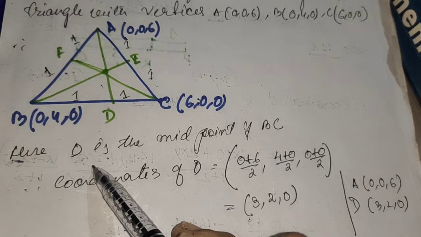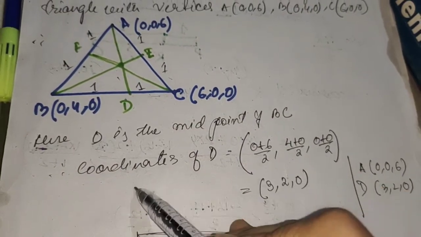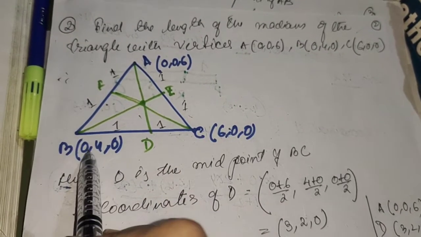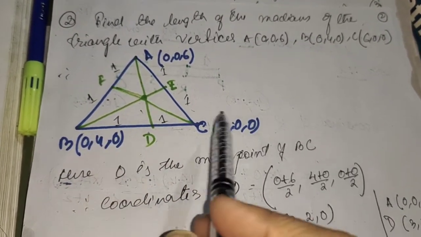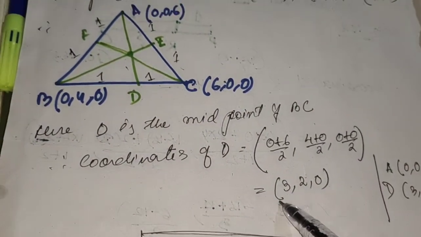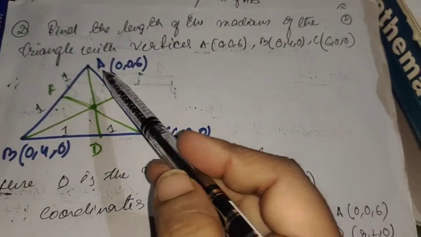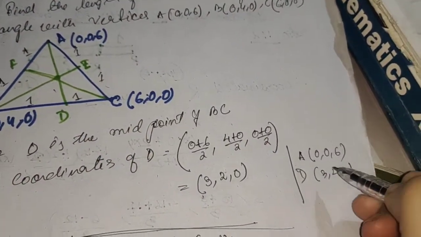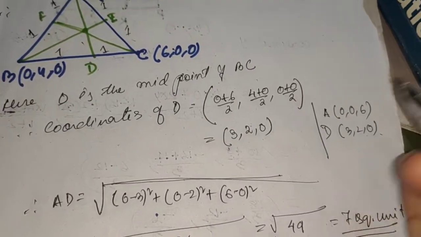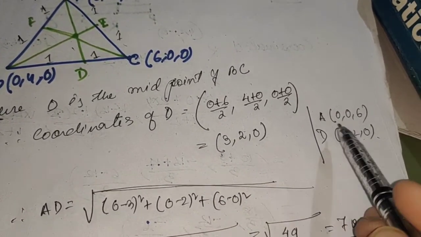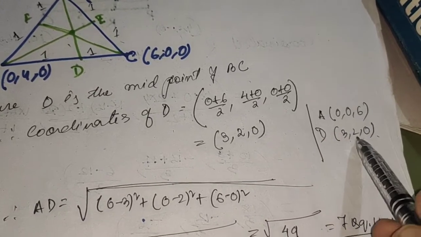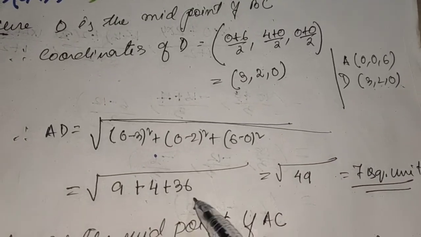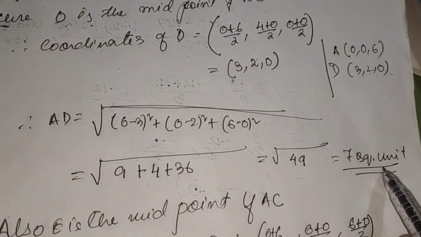Now let us consider that D is the midpoint of BC, therefore the coordinate of D will be ((0 + 6)/2, (4 + 0)/2, (0 + 0)/2). So D will be (3, 2, 0). We have to find the length of AD. A is (0, 0, 6) and D is (3, 2, 0). We apply the distance formula: (0 - 3)^2 + (0 - 2)^2 + (6 - 0)^2, which is 9 + 4 + 36. The root of 49 means 7 square unit.